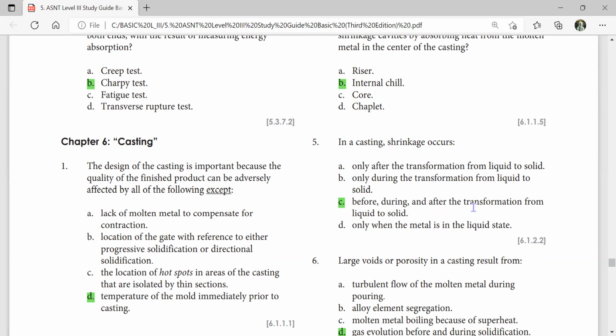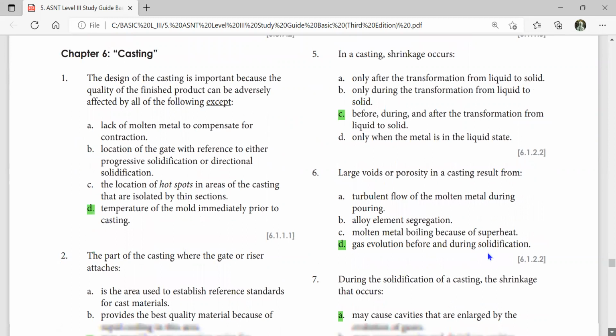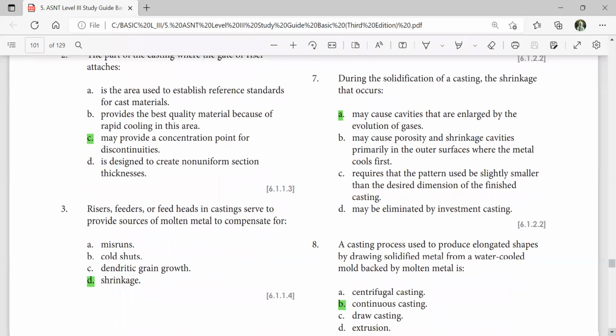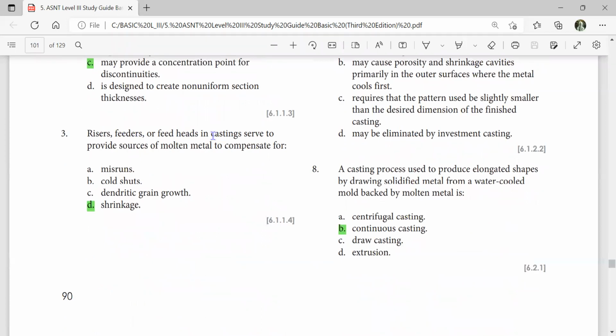In a casting, shrinkage occurs before, during, and after the transformation from liquid to solid. Large voids or porosity in a casting result from gas evolution before and during solidification. The part of the casting where the gate or riser is attached may provide a concentration point for discontinuities. During the solidification of a casting, the shrinkage that occurs may cause cavities that are enlarged by the evolution of gases. Risers, feeders, and feed heads in casting serve to provide a source of molten metal to compensate for shrinkage.